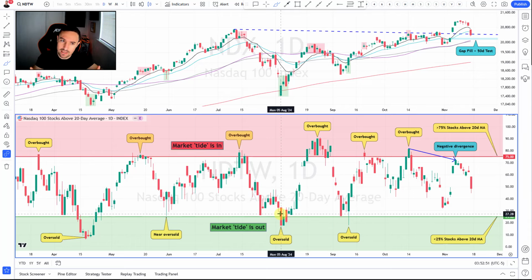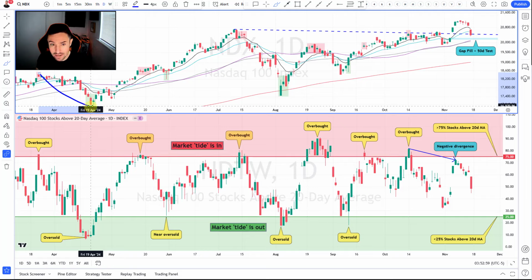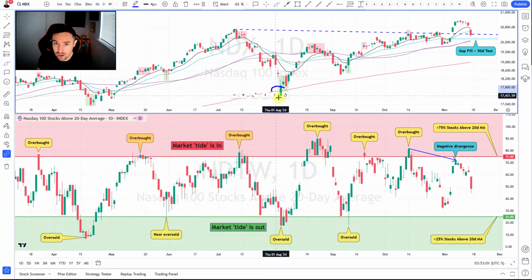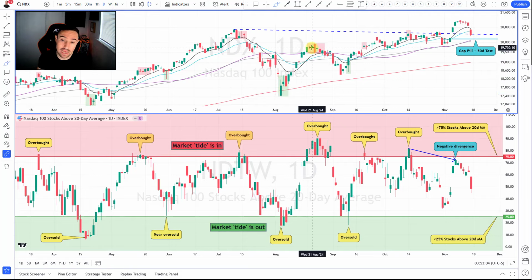Is the market tide in? Is the market tide out? What do I think the next swing is in terms of the directional move, potentially for the next couple of weeks? Am I expecting it in overbought territory and a pullback? Am I expecting it actually in oversold territory and the market to then rally?